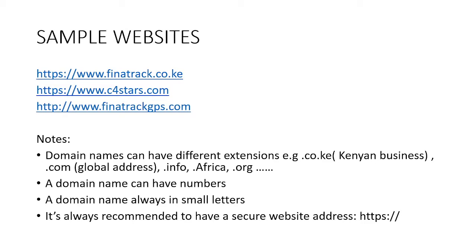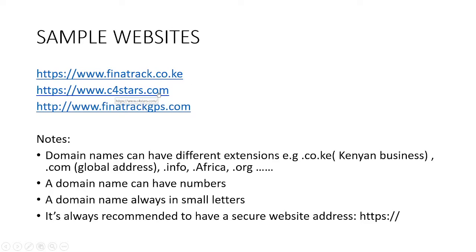We have a couple of sample websites here, and we want to learn a couple of things from this. First thing you can learn, you can see these are the different domain names. You can see this is finatrack.co.ke. We have c4stars.com. We also have finatrackgps.com. Some of the things which you can notice here is they have different extensions. So you have .co.ke, you can have a .com.